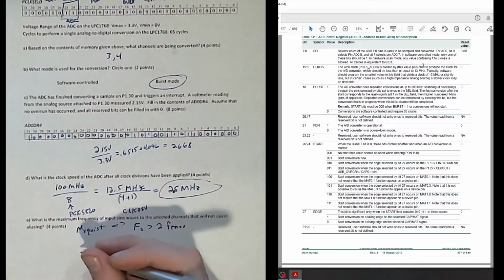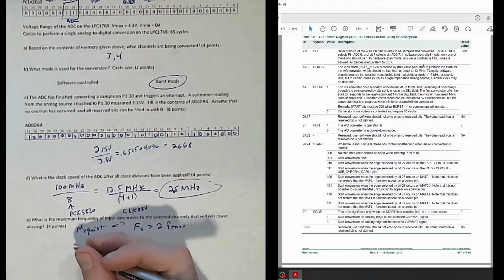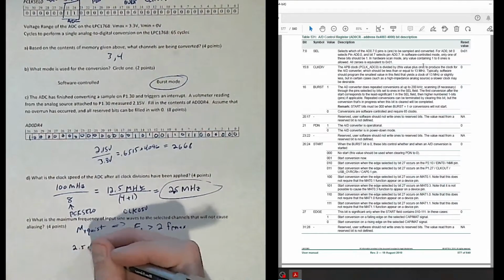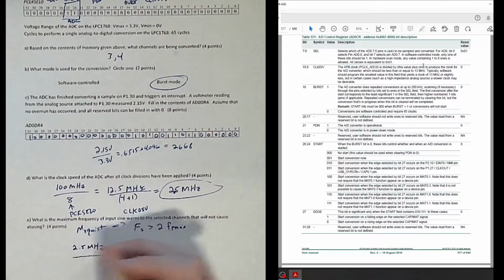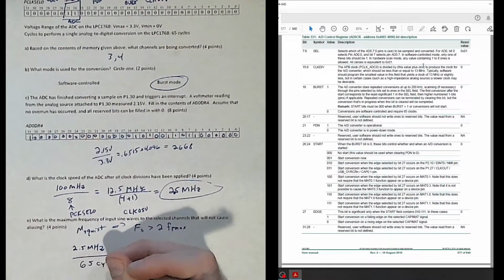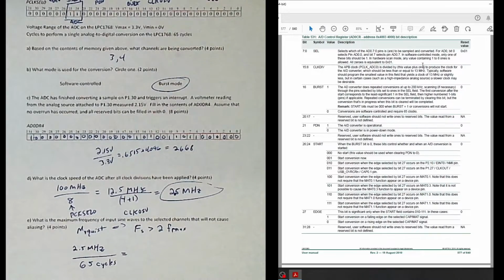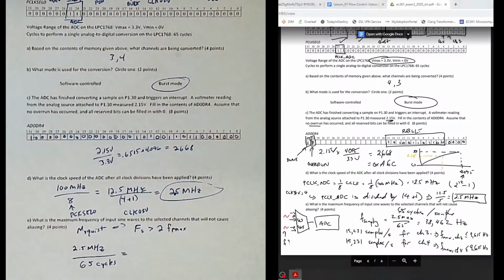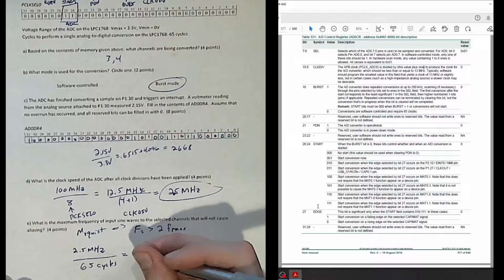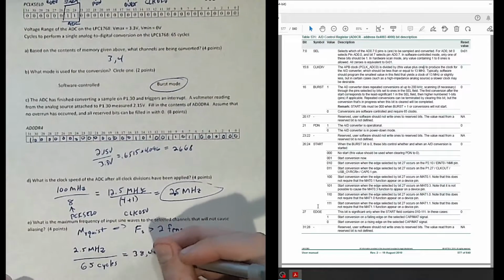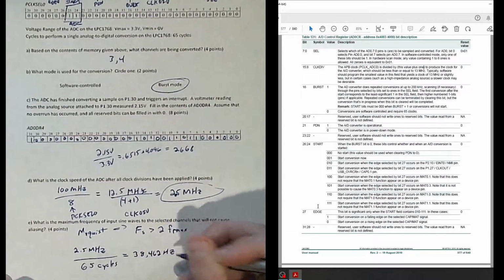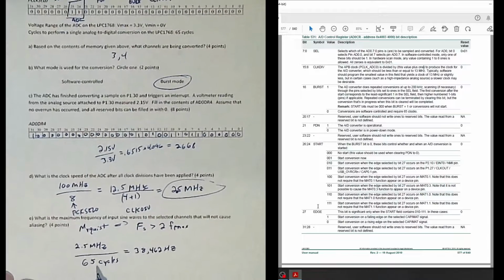We do have to deal with the fact that we actually run at 2.5 megahertz divided by 65 cycles, right? It takes 65 cycles to do an analog to digital conversion, and so we have to divide that out first, which is going to give us the 38,462 hertz that you'll see on the solution. So 38,462 hertz is factoring in that 65 cycles.